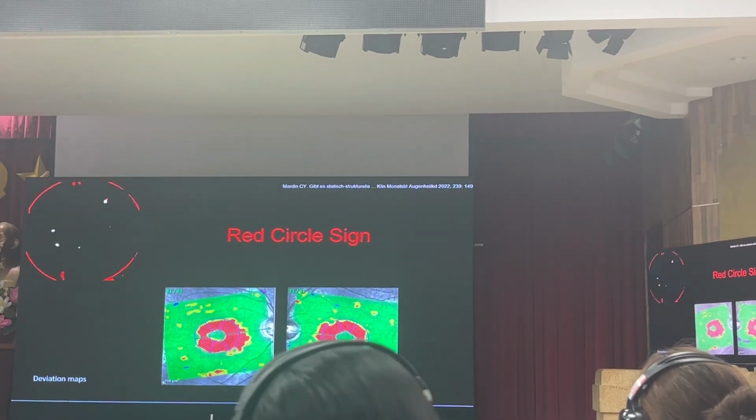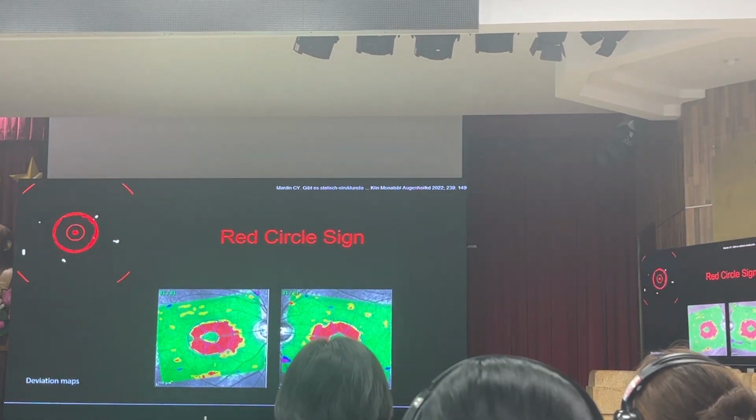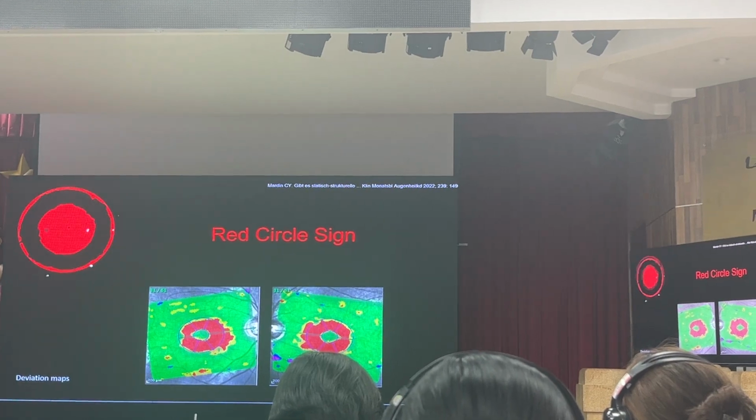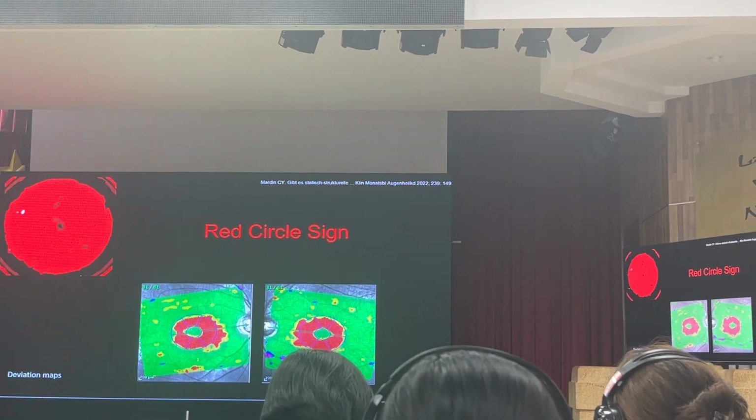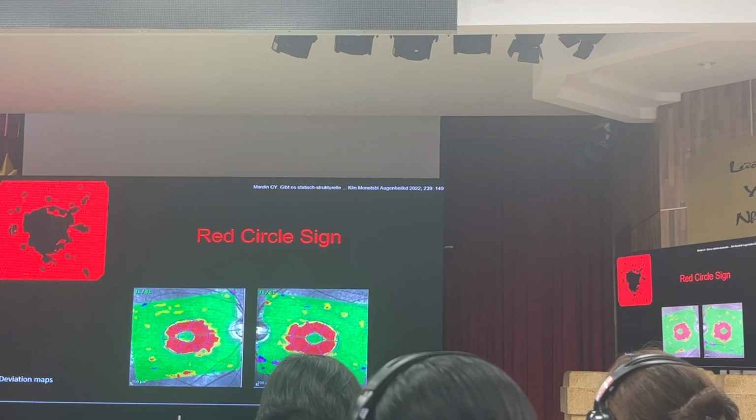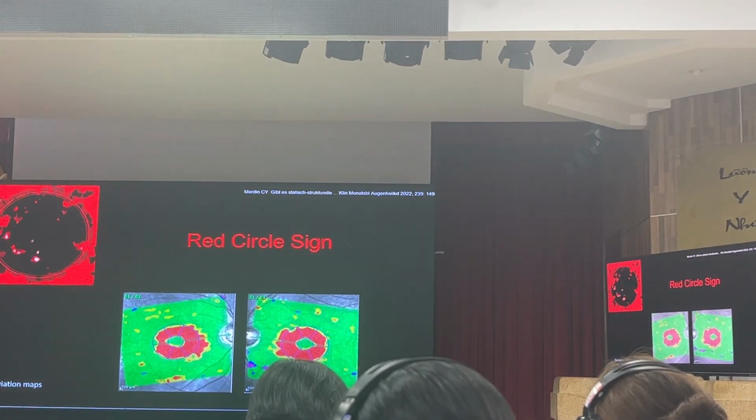You may also have false positives, that's right, especially if the anatomy of the macula is a little bit different from others. Then you end up with a false positive red circle sign, but then you have all the other features for differential diagnosis.